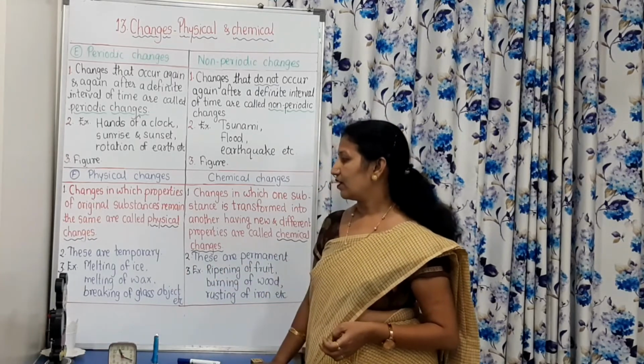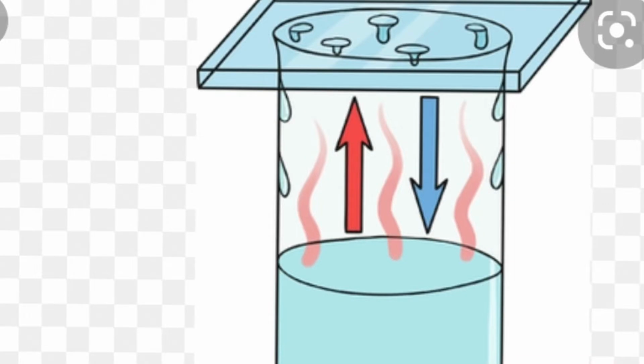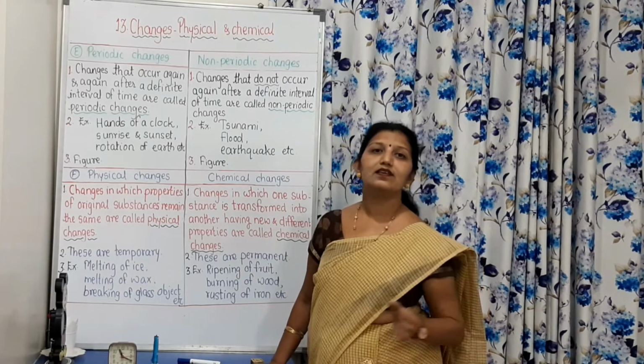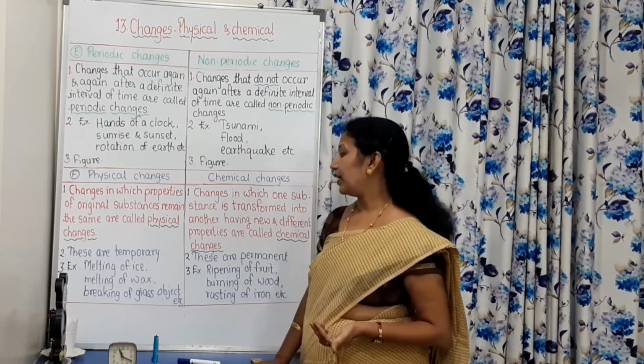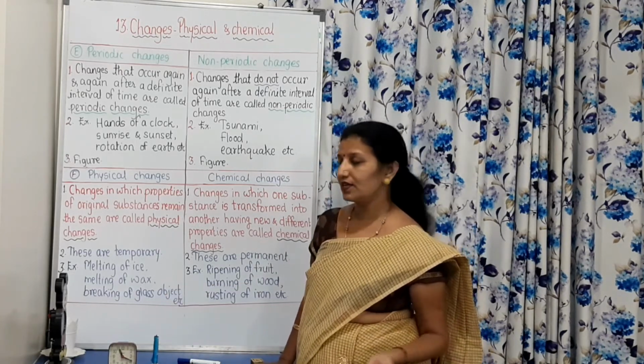Then at the time of evaporation also there is formation of water vapors, and if we put a plate on that vessel, then the vapors get collected on that plate, and when it is cooled, due to cooling down there is condensation of those water vapors and again water droplets are formed, and these are also reversible changes. Then breaking of a glass object, just now we have seen it.